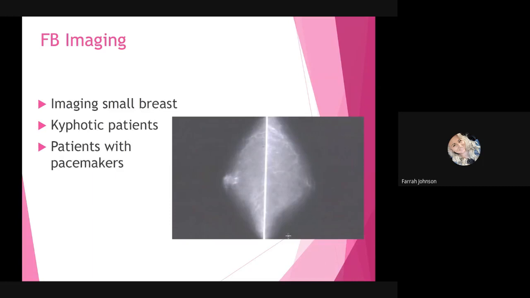So from below imaging is useful for imaging the small breast. It can also be used for kyphotic patients who might otherwise have their shoulders be projected onto the CC view. And it can also be used for patients with pacemakers so that you're not pulling on that skin tissue right around their pacemaker.